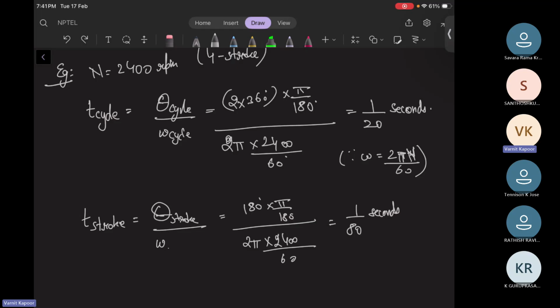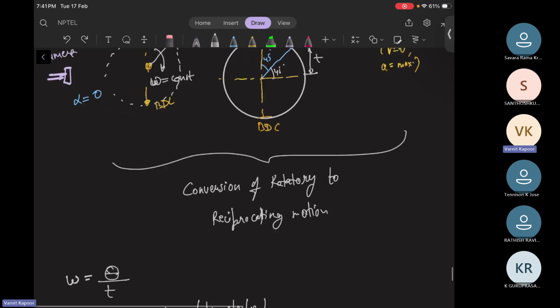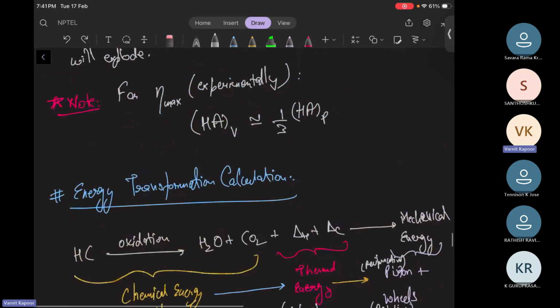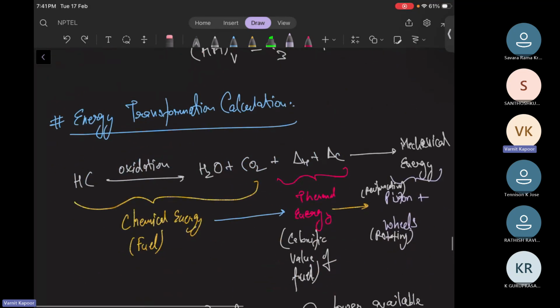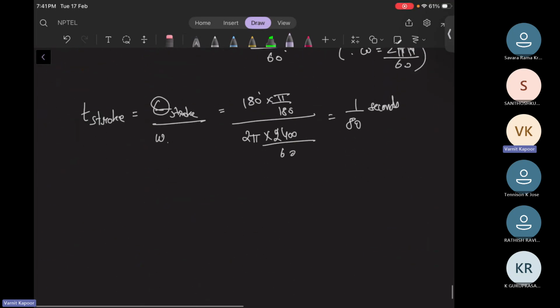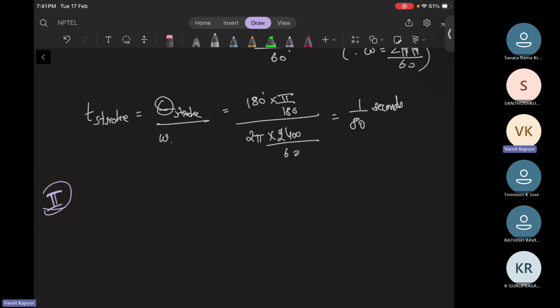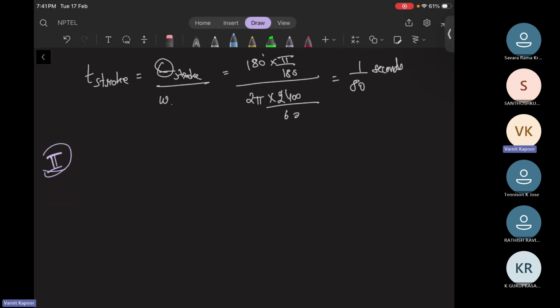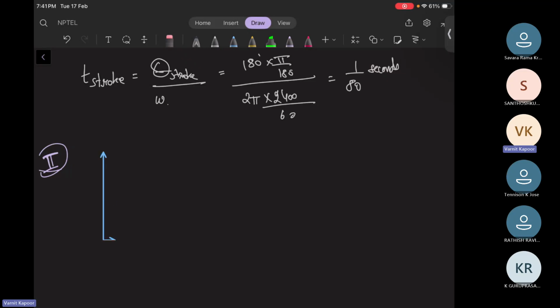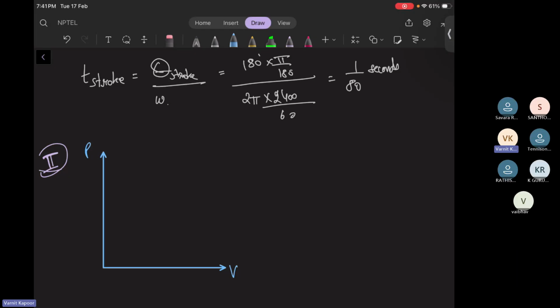Okay. Now let's come to the second part. This was the first part of the energy transformation calculation. Let me write part 1. Now let's come to the second part of it, part 2. Now you have made a pressure volume diagram. So we have made a pressure volume diagram.